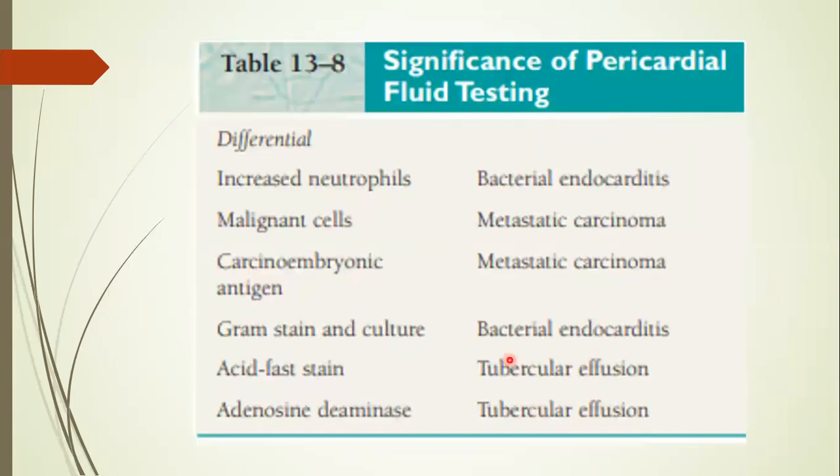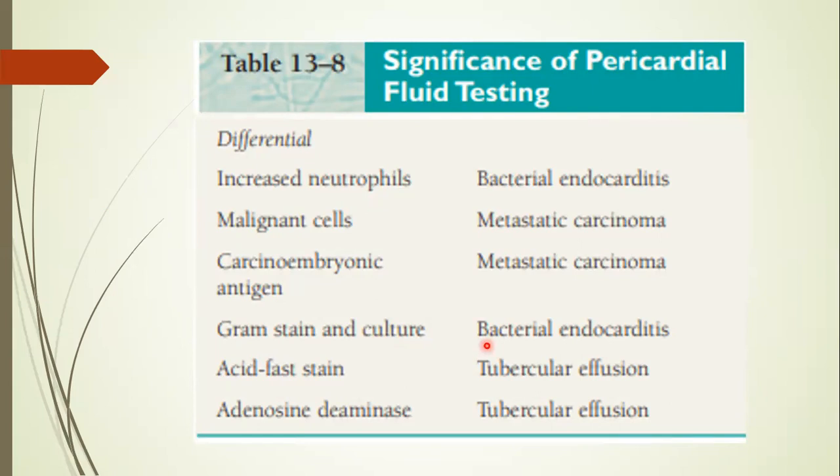Another set of cells is found in pericardial fluid. If you see malignant cells, this may be associated with metastatic carcinoma. An increased level of granulocytes may be associated with an infectious process such as endocarditis. And if you do gram stain and culture, you can isolate the infectious agent causing the endocarditis.